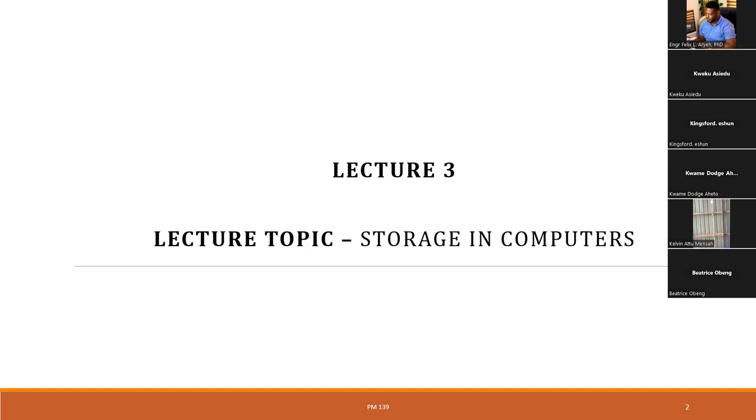So that would be an external storage medium. The floppy disks are not being used now because they are unable to store huge data. The 3.5 floppy disks, the maximum data they could save was 1.44 megabytes.